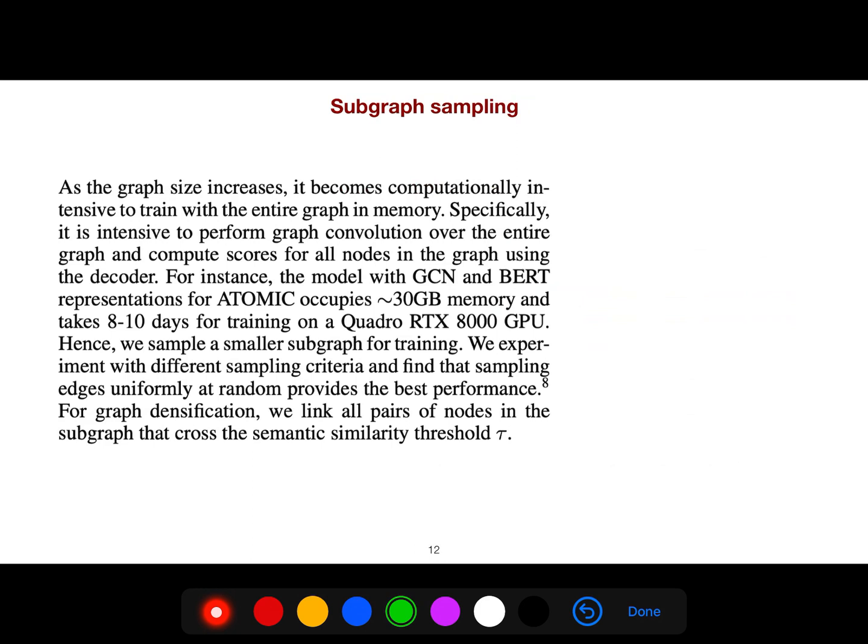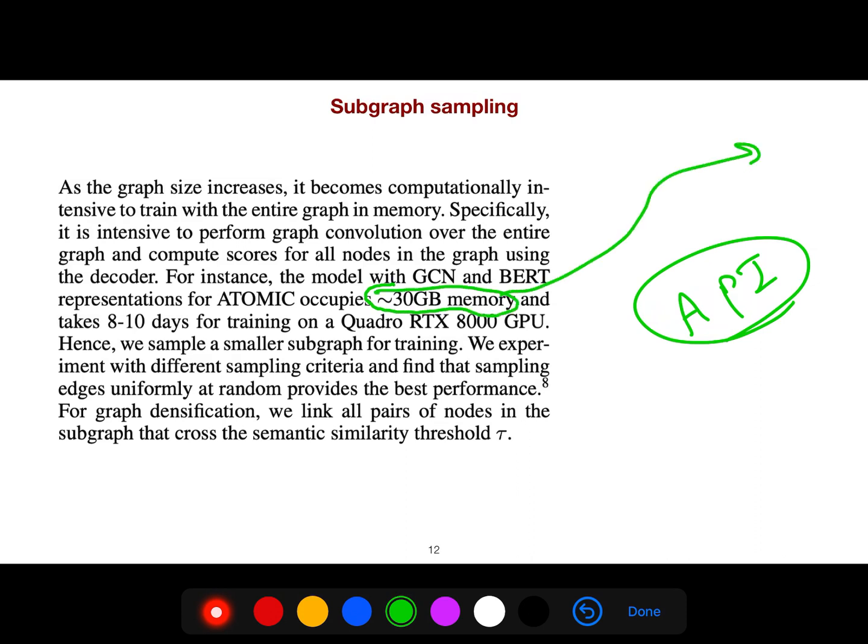As the graph size increases, it becomes computationally intensive to train with the entire graph in memory. If you download ConceptNet, you see it's very huge. That's why they provide an API for that. They say you don't need to download everything; you can just use the API. But I prefer to download it because it's faster, although it's very big. You don't need 30 gigabytes of memory, although it is recommended.